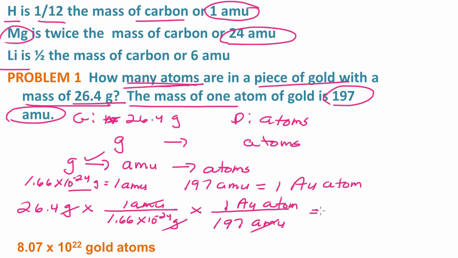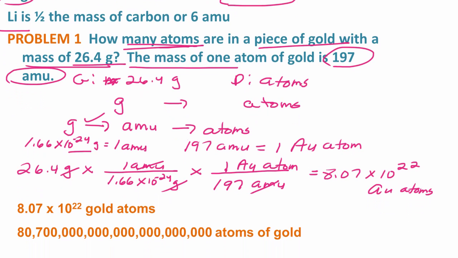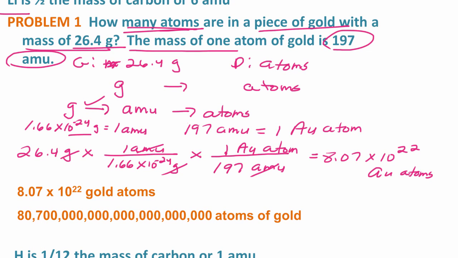I get 8.07 times 10 to the 22 gold atoms. That's a lot of atoms. In fact, that is this many atoms.